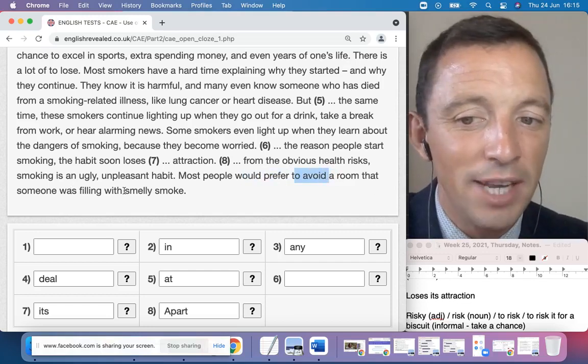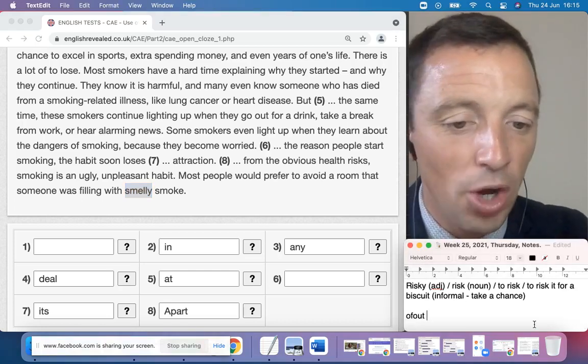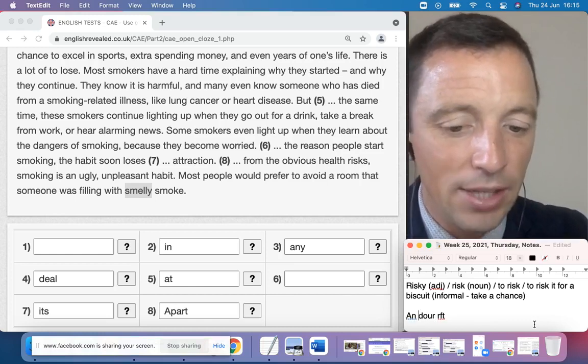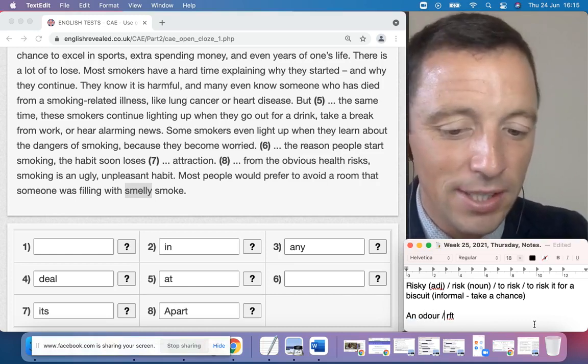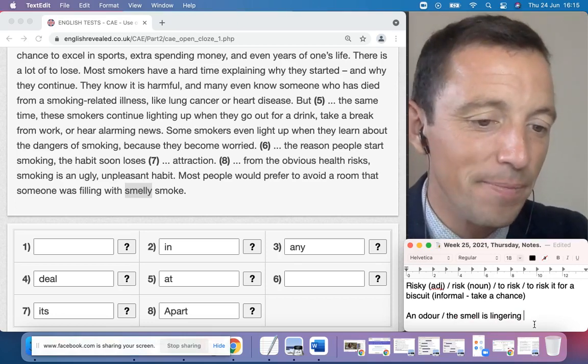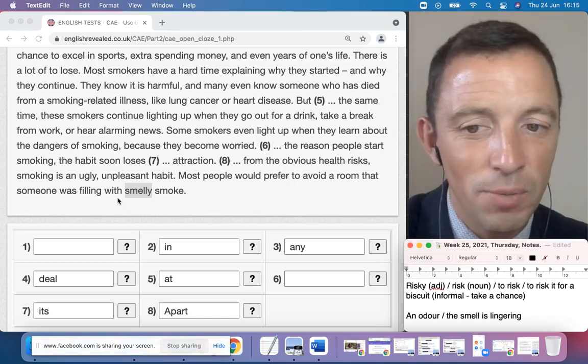that someone was filling with smelly smoke. And remember, an odor is a smell. You can also say it lingers. You can say the smell is lingering, which means to stay. So most people would prefer to avoid a room that someone was filling up with smelly smoke.